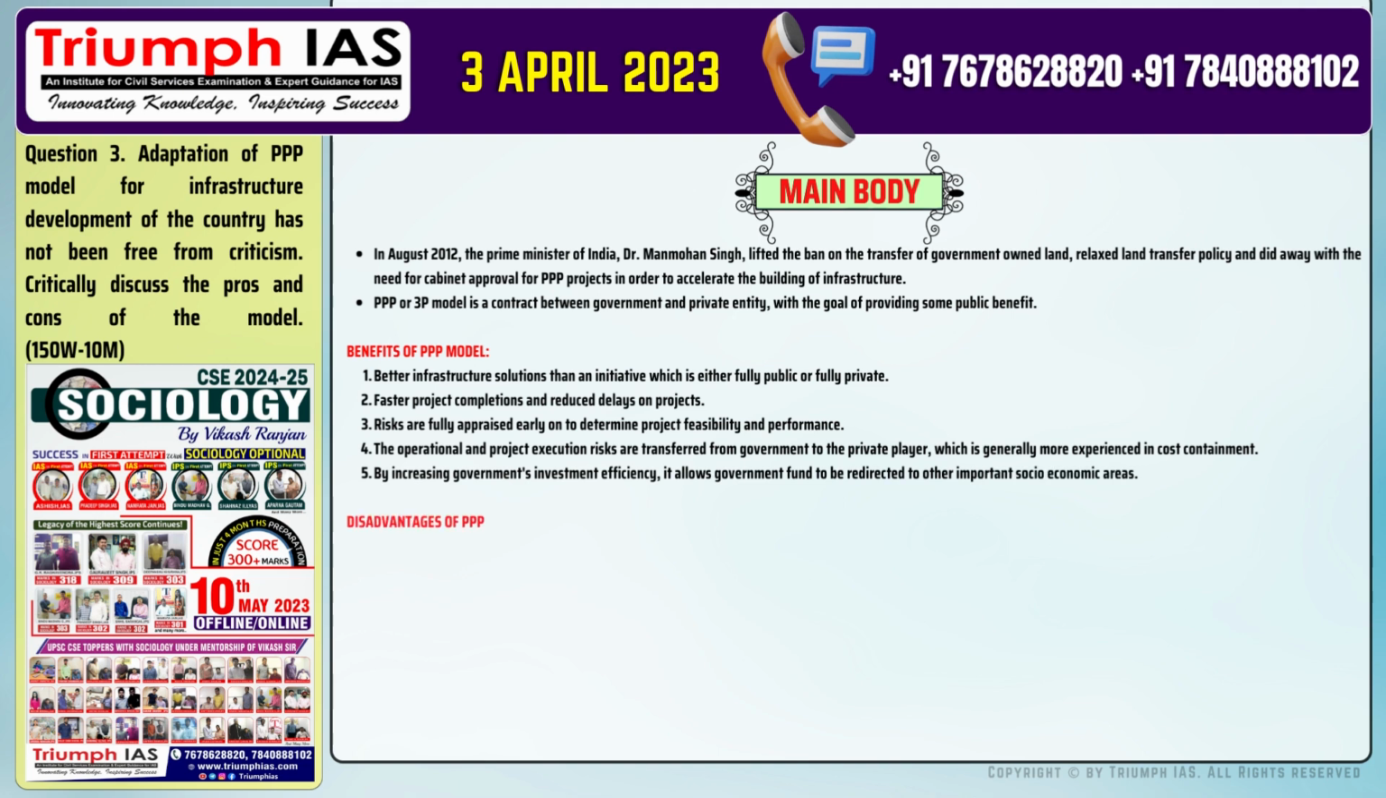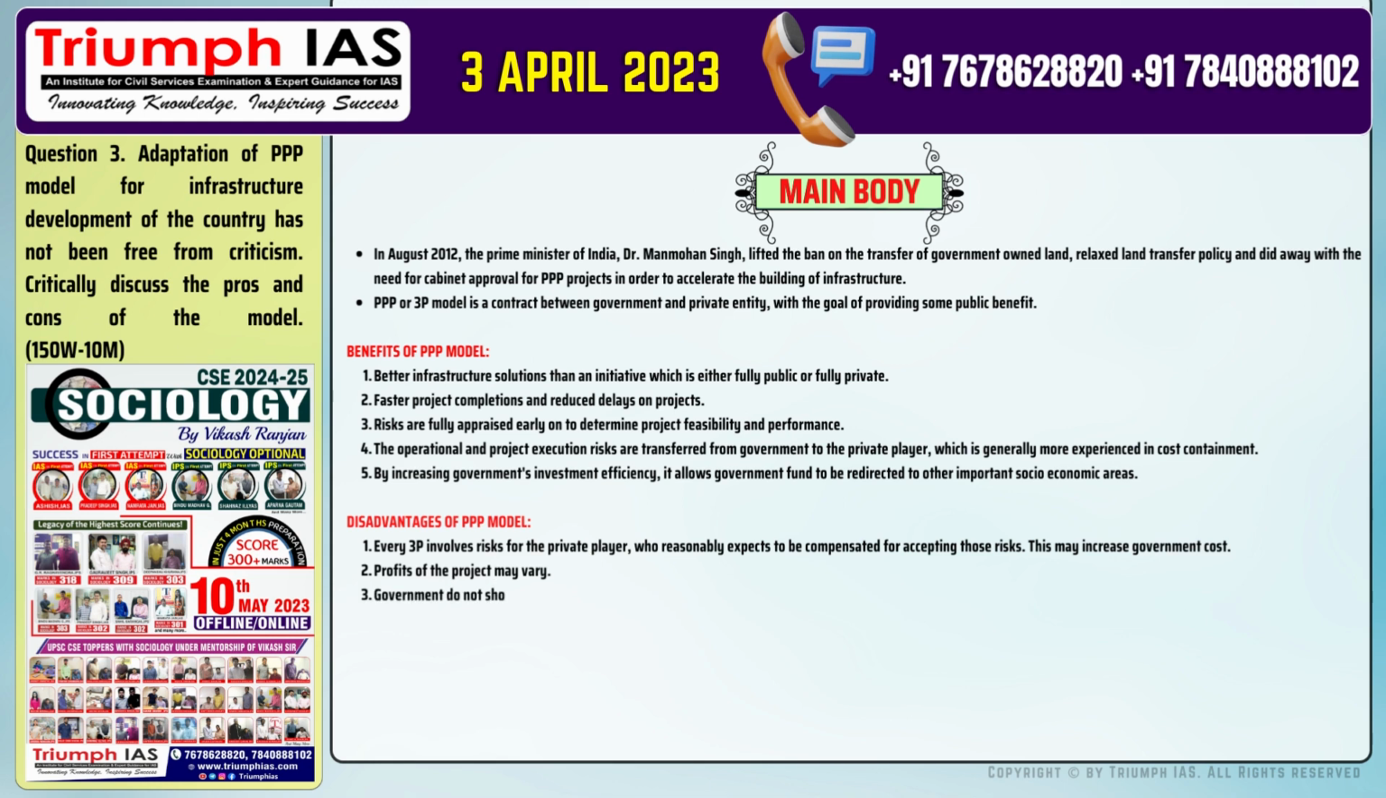Disadvantages of PPP model. Number 1. Every 3P involves risks for the private player, who reasonably expects to be compensated for accepting those risks. This may increase government cost. Number 2. Profits of the project may vary. Number 3. Government does not share any risk, which may result in less enthusiasm from the government's side for completion of projects. Number 4. This model lacks last mile clearance.